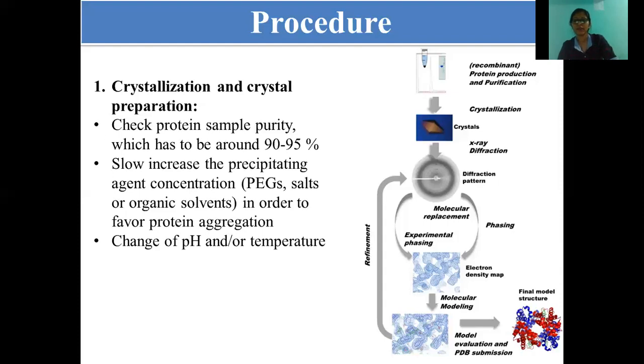So the purity, pH, and temperature, these three are the most important things when you are identifying the protein structure using X-ray crystallography. And the next step is the crystallization.